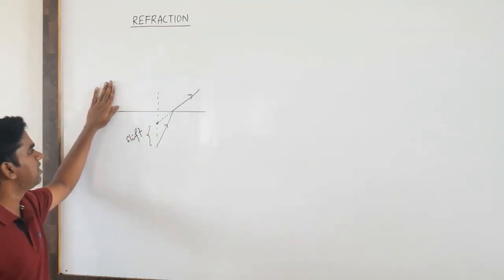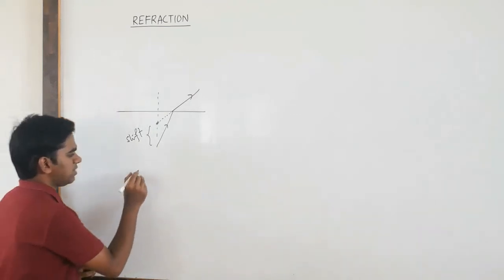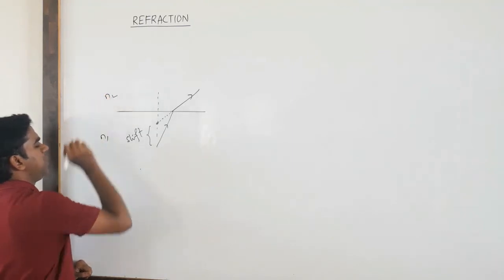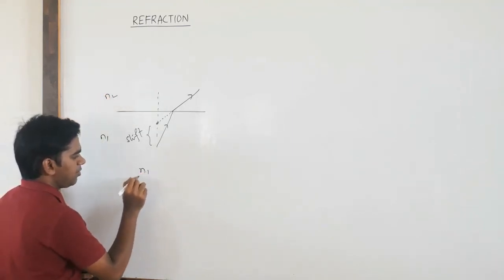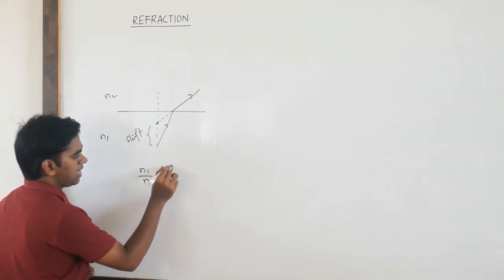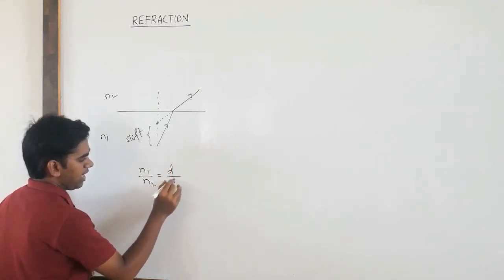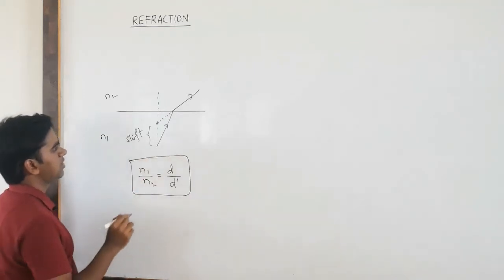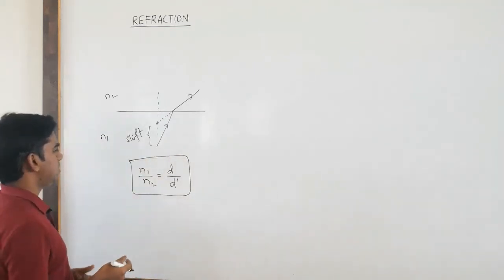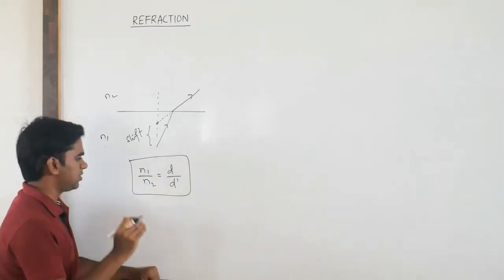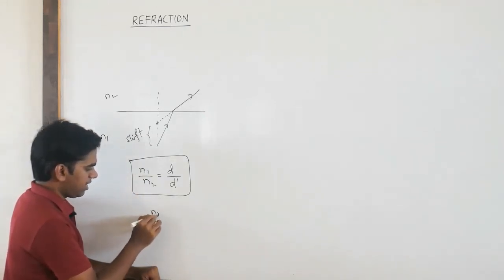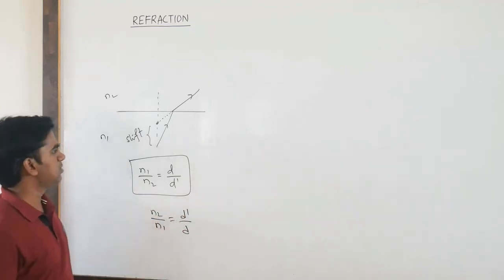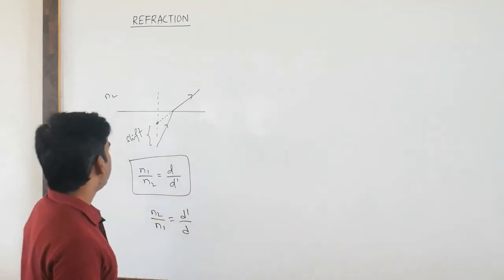But instead of going to different formulae, I have given one general formula. If light is traveling from refractive index n1 to n2, you can simply write n1 by n2 equals real depth divided by apparent depth. With the help of this formula you can derive any equation when the light travels from rarer to denser or denser to rarer. Or you can write n2 divided by n1 equals d dash divided by d, whatever you want to use. So this is the normal shift.